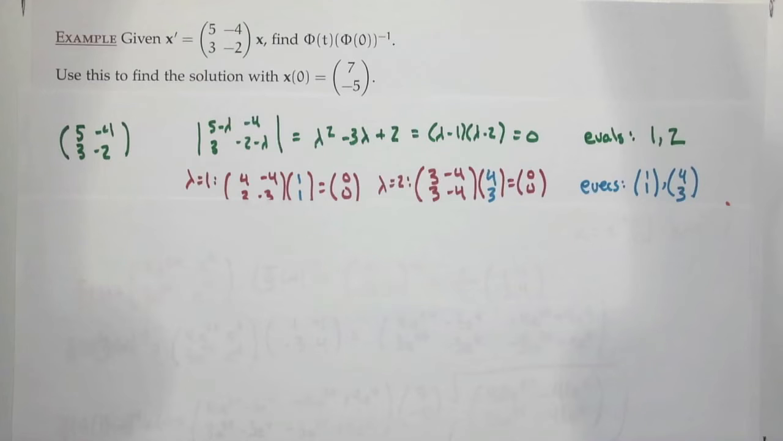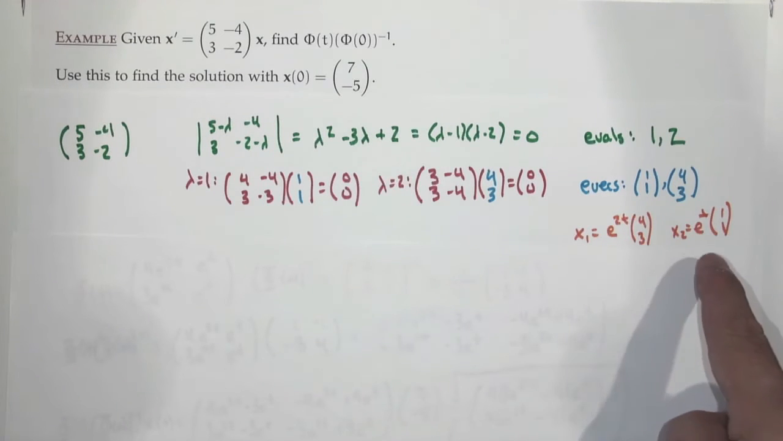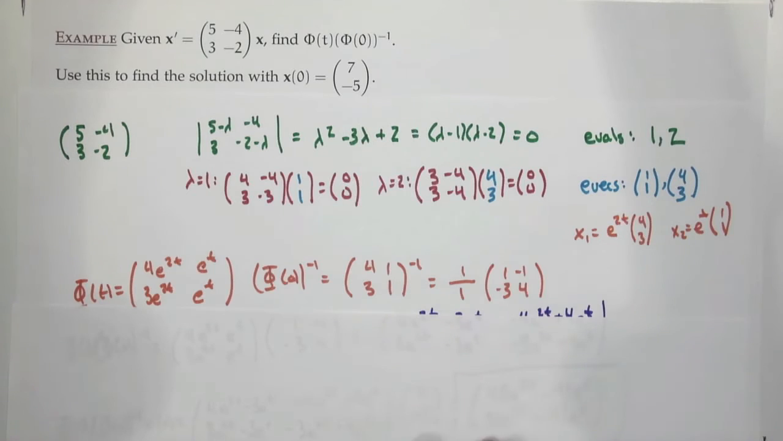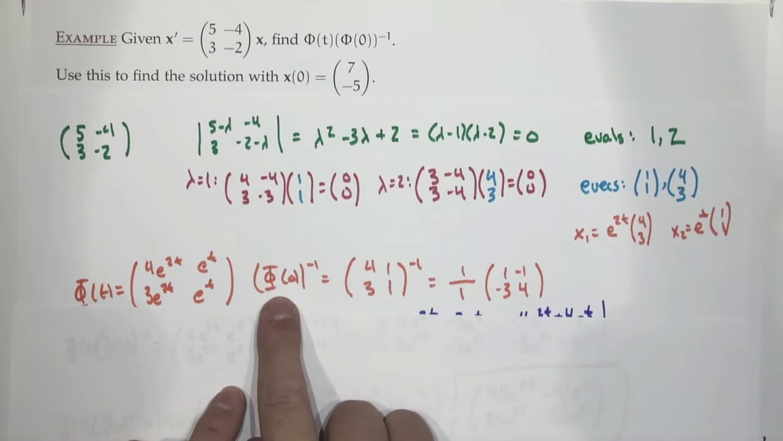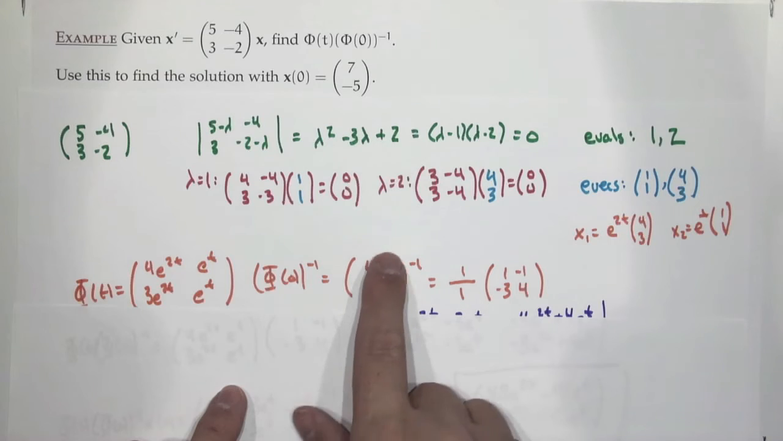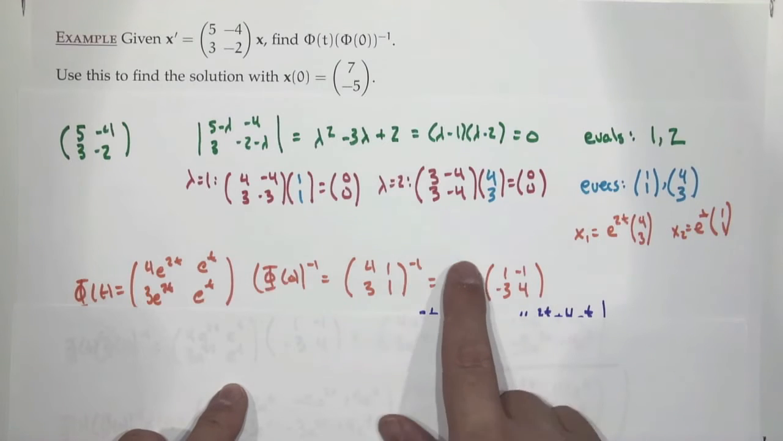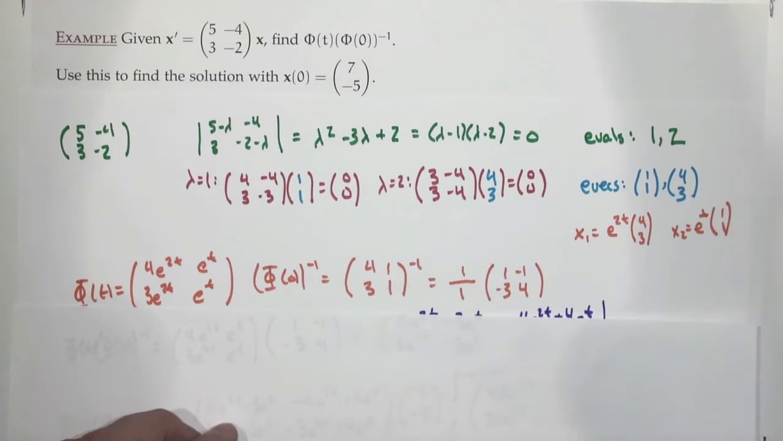Now, we take and we write down our solution. So we have x1. I chose the 4, 3 first, doesn't really matter. E to the 2t, 4, 3, e to the t, 1, 1. What comes next? 5t. And we just have these to fill up our columns. Then we take phi 0 inverse. So that's 4, 3, 1, 1 inverse. And of course, the determinant of 4, 3, 1, 1, they were nice. It's 1. So there's our inverse.